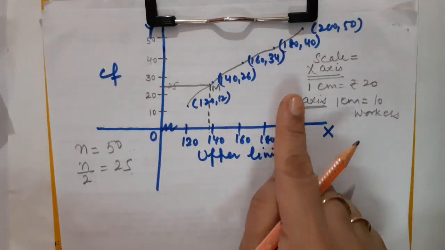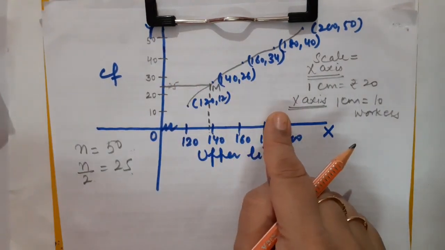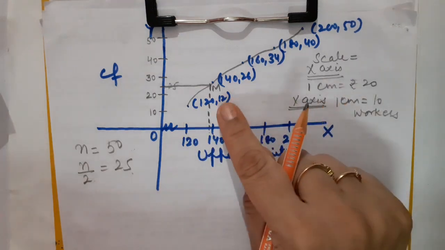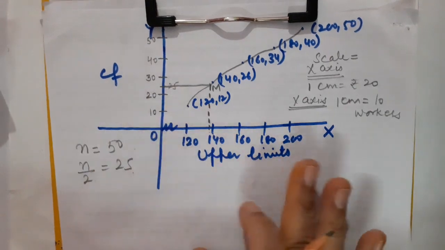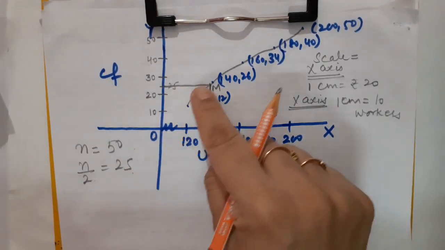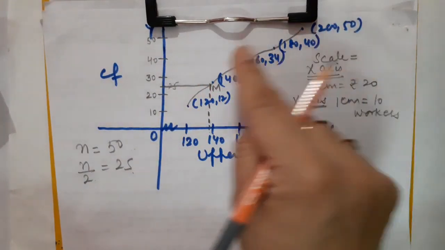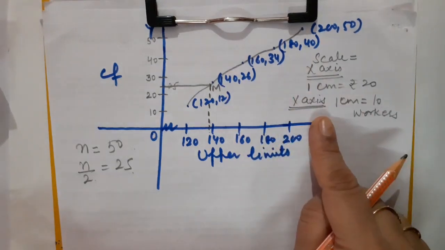Suppose, children, if you are asked to draw more than ogive also, so definitely you will be drawing more than ogive. I will be explaining that also. Here instead of upper limit you are supposed to take lower limit and cumulative frequency would remain same. And instead of going upward, the graph must come in downward direction.